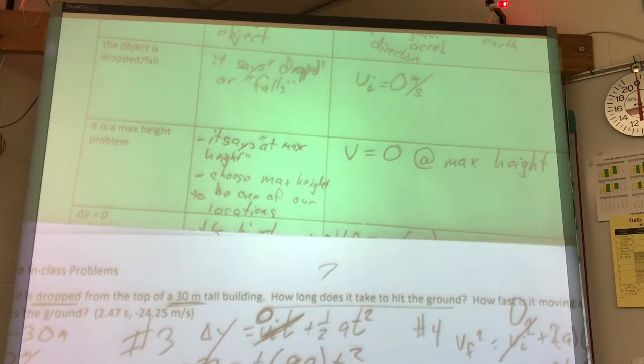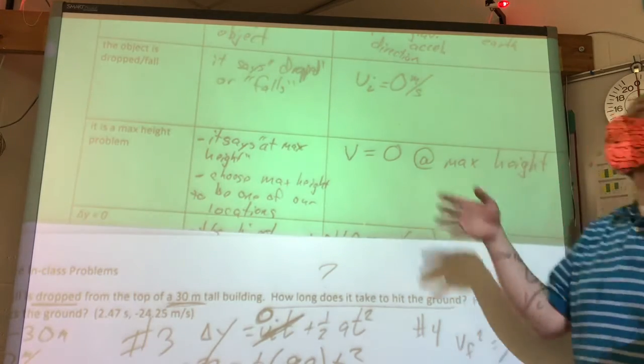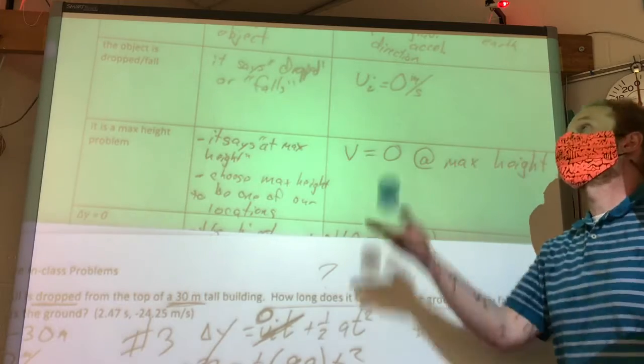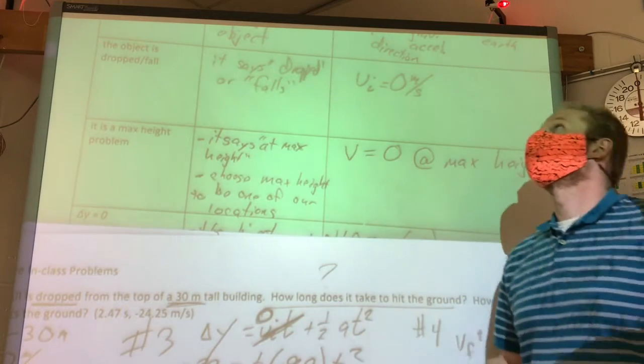Now while you're writing that, I want you to think about this. A free fall problem is when the acceleration due to gravity is negative g, because the only force acting on it is gravity. If we talk about this ball's motion, and we only talk about it on the way up, what force is acting on the ball on the way up once it leaves my hand? What force is acting on this ball on the way up?